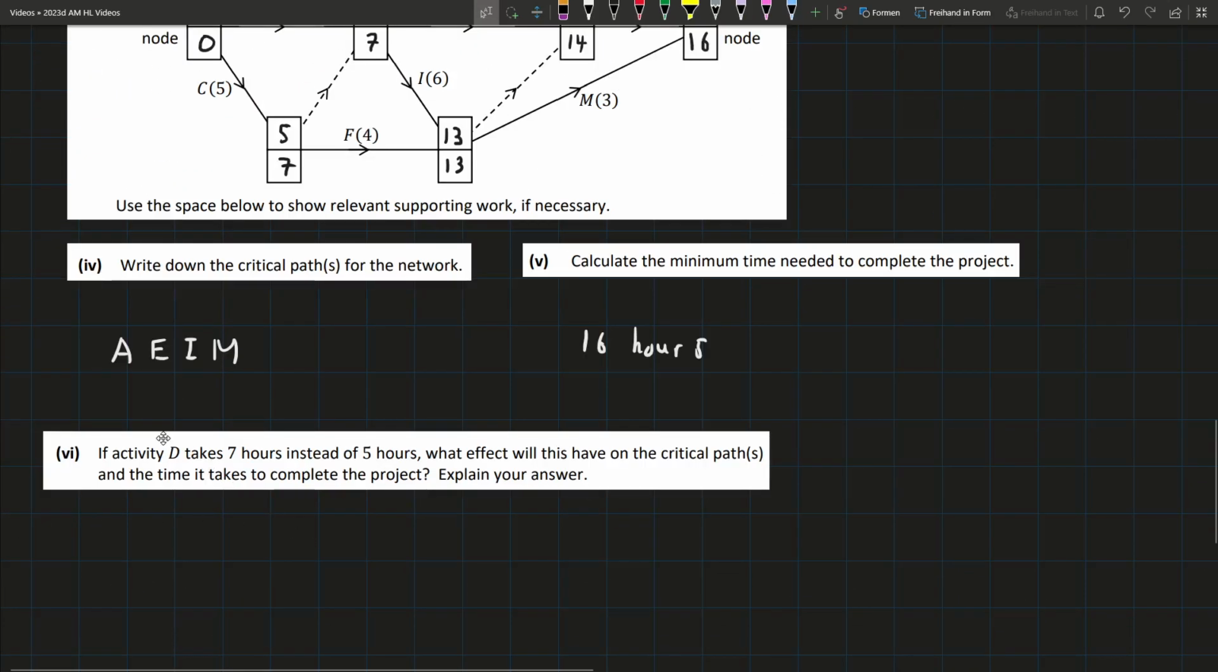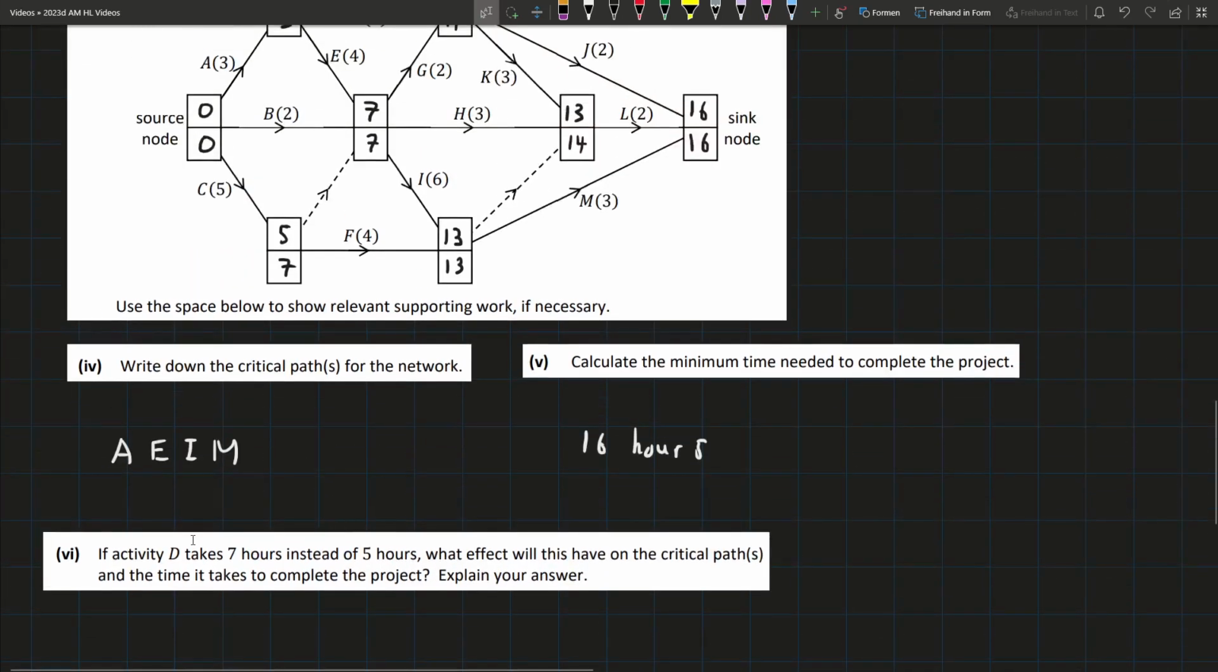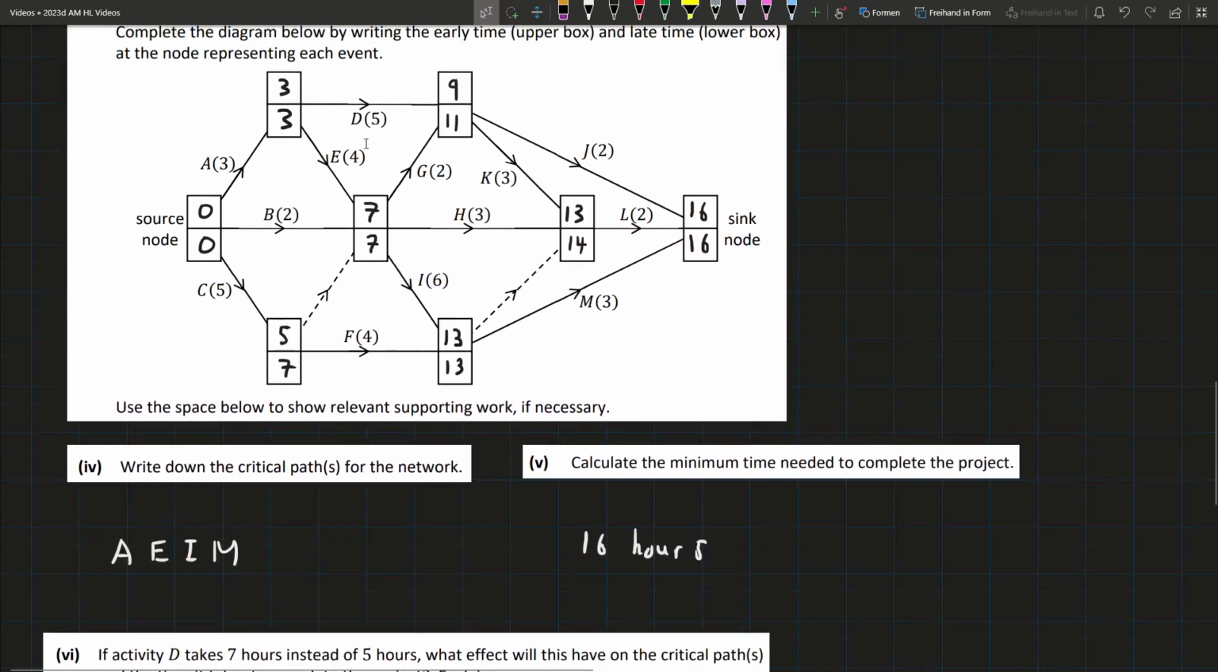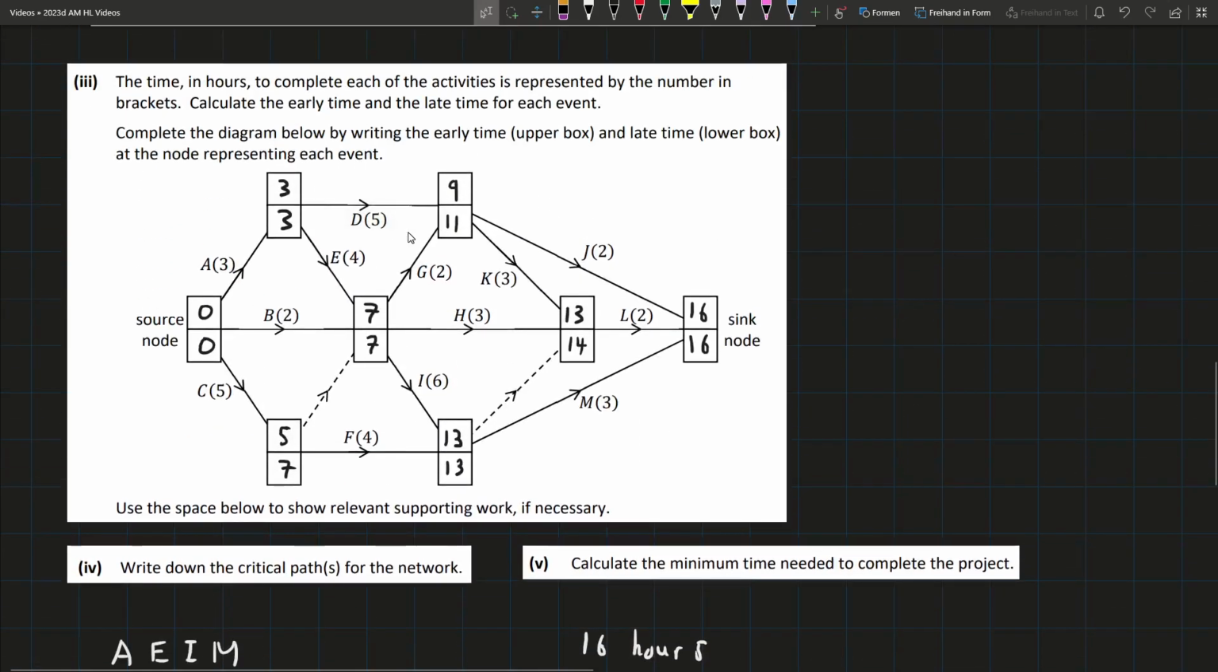If activity D takes 7 hours instead of 5, what effect will this have on the critical paths and the time to complete? Well, let's have a look. Activity D is this one. So if this was 7 is basically what we're saying. Well, if we start here at the absolute latest, which is 3, then 3 plus 7 is 10.